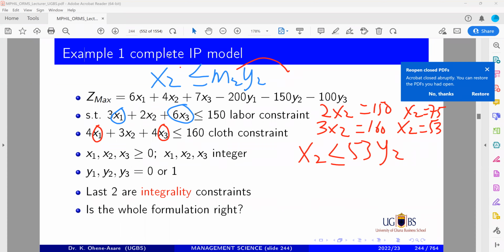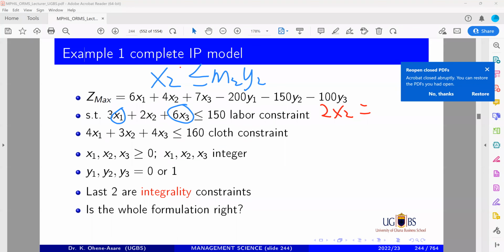We have to find the third one, and after that, we'll put all together and write the final complete model. So we've done M1, we've done M2. Let's go and do M3. That one, I want you to do it for me. When you are done, privately send me your answer.